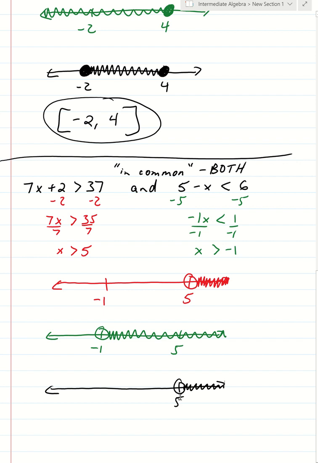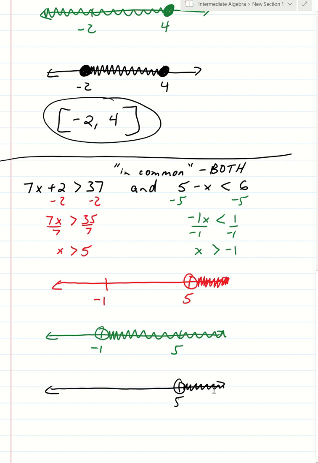Notice we are not including the number 5. Even though 5 is shaded in green, it is not shaded in red. It is not shaded in both colors, so we cannot include it in the solution. The only place where it is shaded in red and green is to the right of the number 5, which is this region right here.